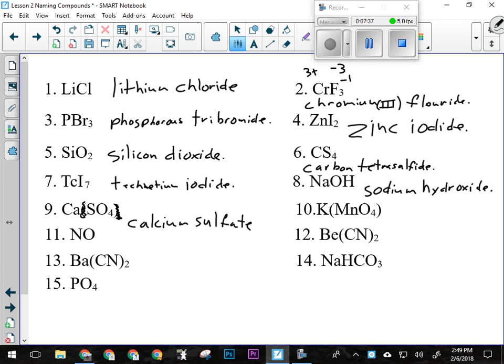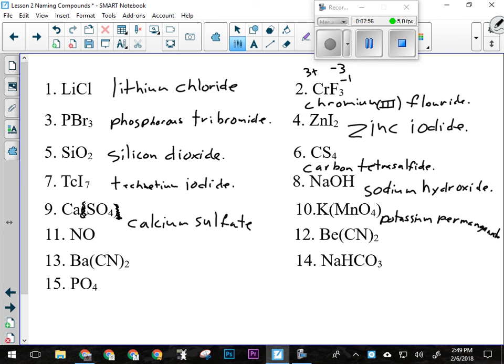All right, let's look at number 10. What does K stand for? Potassium. And what is MnO4? It's hard to pronounce. Permanganate. Potassium permanganate.